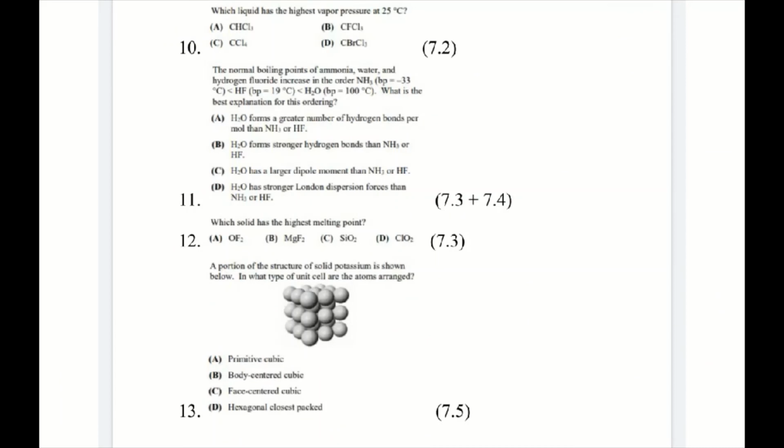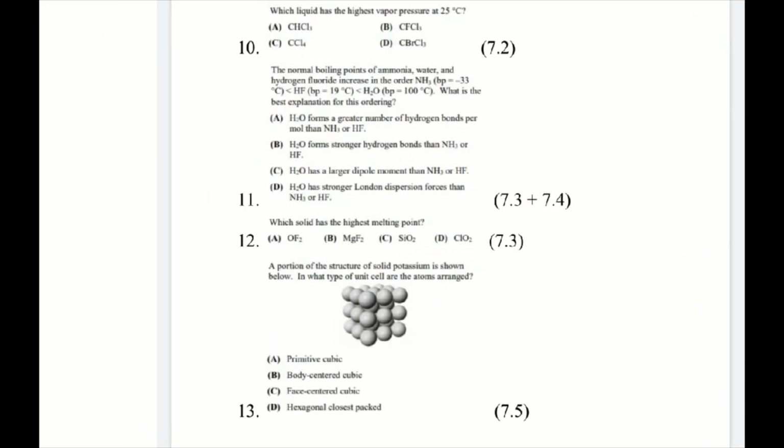Now let's look at number 12. Which solid has the highest melting point? OF2, MgF2, SiO2, or ClO2? Now ClO2 is actually molecular, so it's going to have the lowest melting point, so that's out. These two are salts, and we know that SiO2 is going to be a covalent network, which has one of the highest boiling points or melting points out there. So even though we have 2 salts here, the covalent network will typically have a higher melting point than ionic salts, and because of that, C will be our answer.